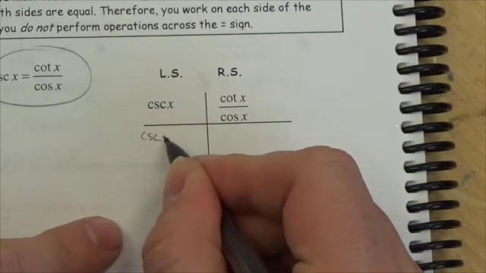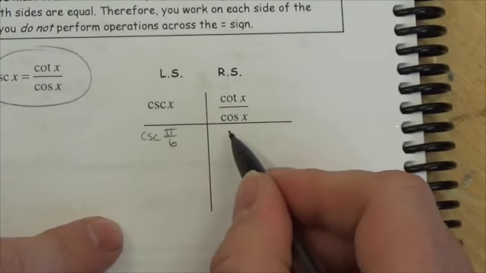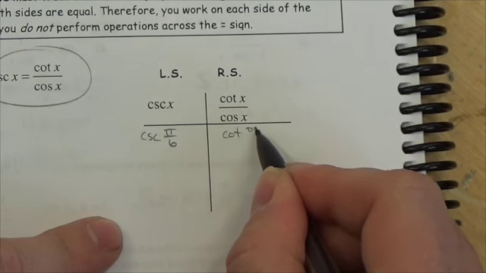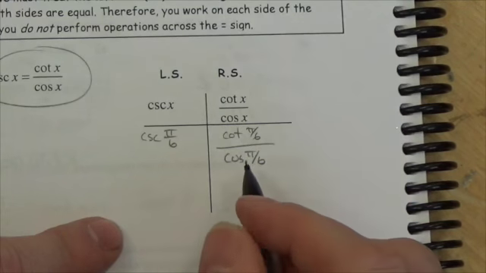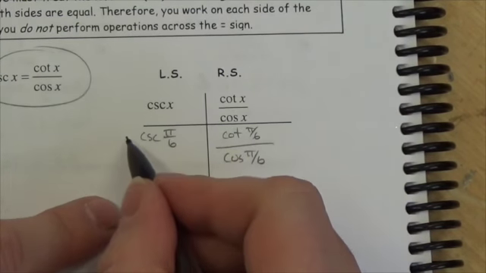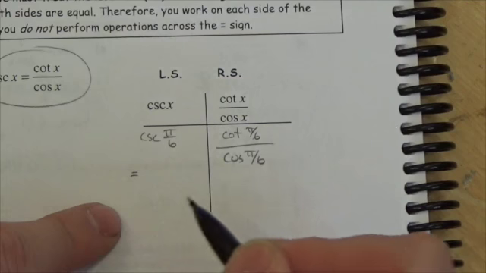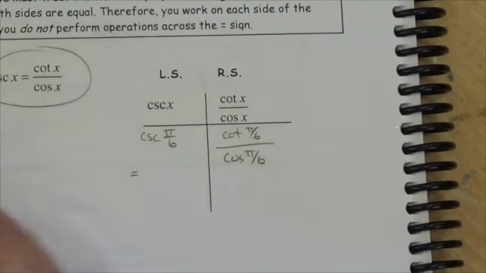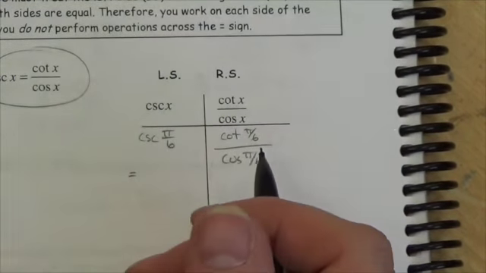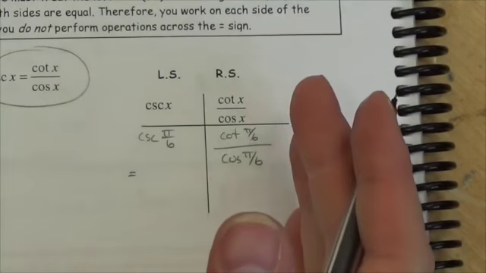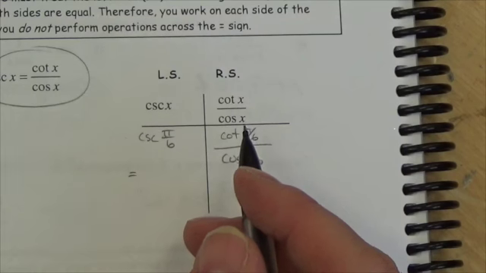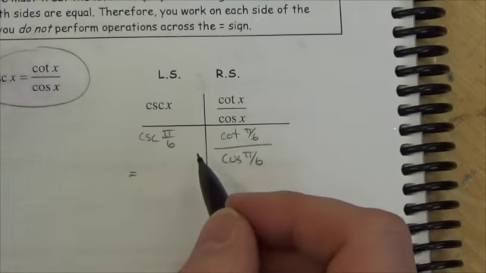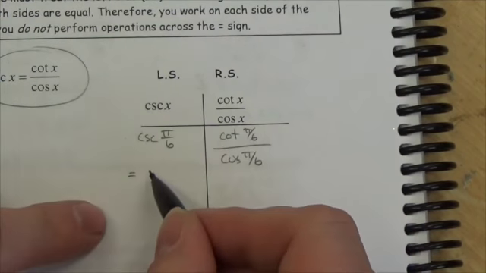Okay, so now we're going to plug in pi over 6. So this will be the cosecant of pi over 6, and this will be the cotangent of pi over 6 divided by the cosine of pi over 6. Now, what is the cosecant of pi over 6? Cosecant is the reciprocal of sine. So the sine of pi over 6, remember this is 30 degrees, think back to your unit circle or to your special triangles or whatever you used, would be 1/2. So this is actually going to be equal to 2.